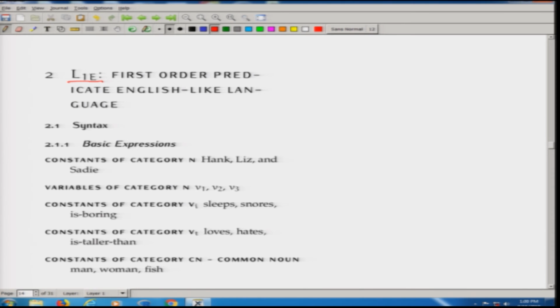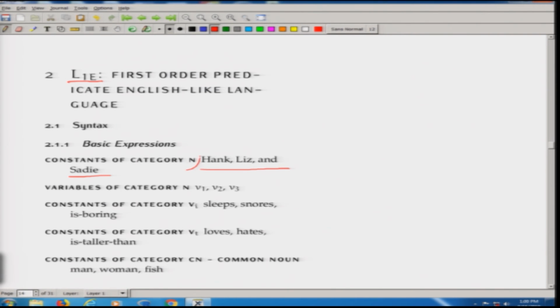So L1E is once again a first order predicate English-like language. Why English-like? Because here you do not find all A, B, C, X, Y, Z, you find real words like Hank, Liz, Sadie and all that, and sleeps and snows and loves and hates. So this is our vocabulary. It's a very small one. We have 3 names, Hank, Liz, and Sadie.